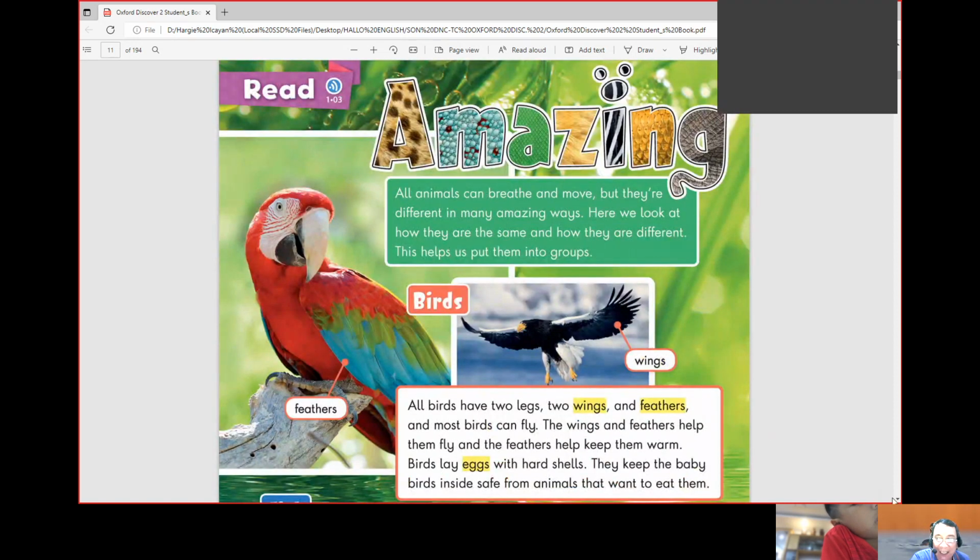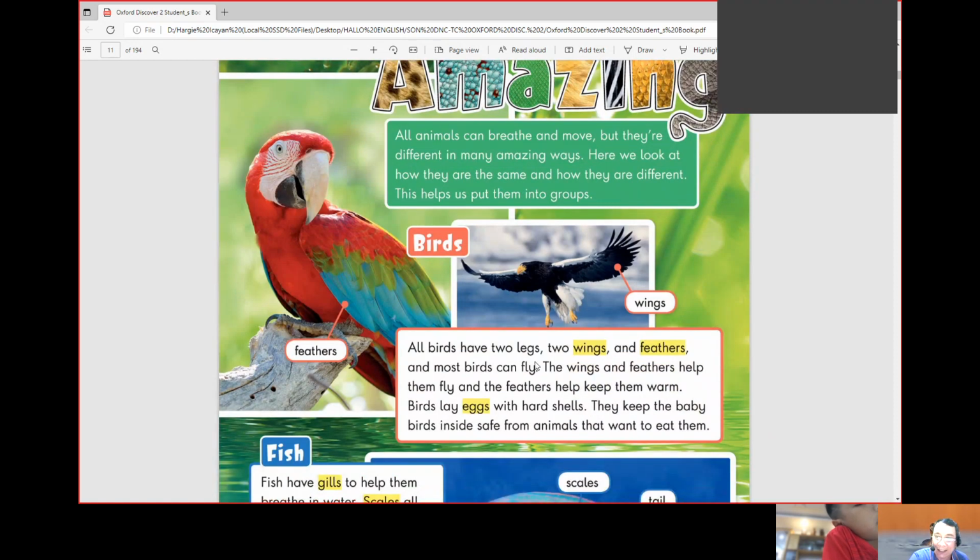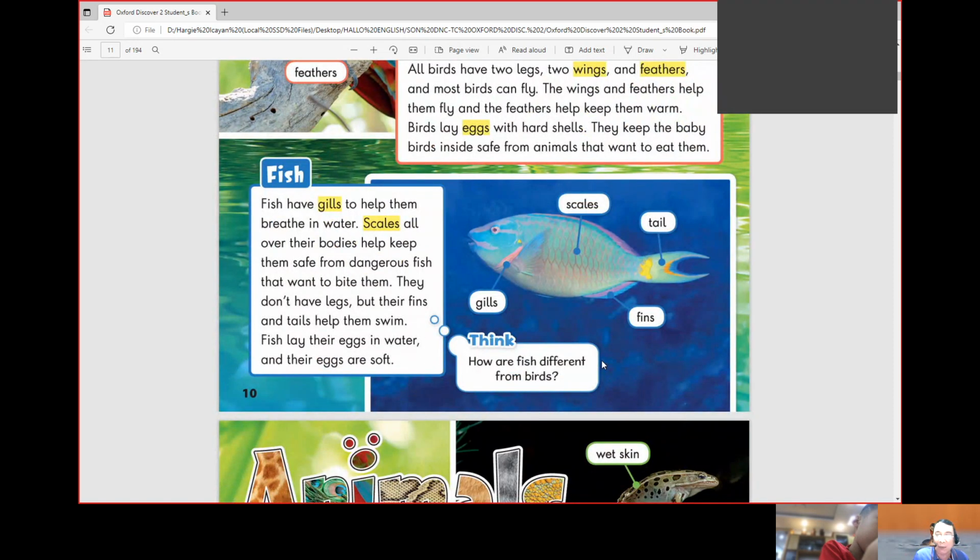And what are we talking about in here? That it has two legs, two wings, and feathers, and they can lay eggs. What animal am I talking about? Birds. Very good. Okay, remember, birds have two legs, two wings, feathers, and birds can lay eggs. Okay, next. It's all about the fish.